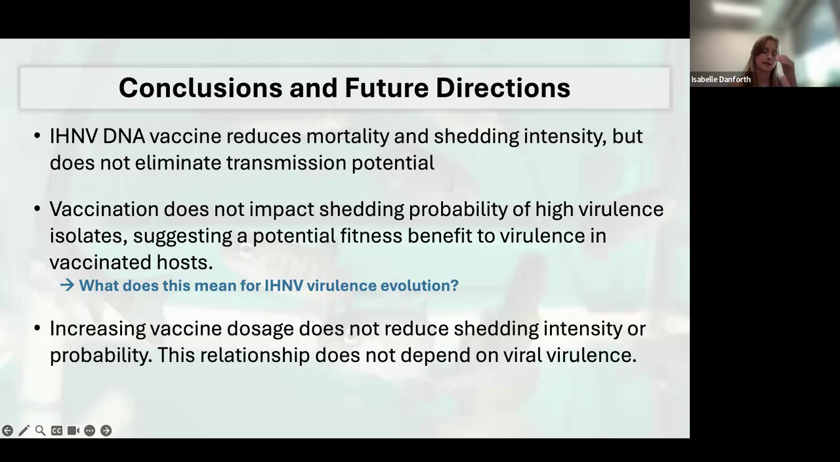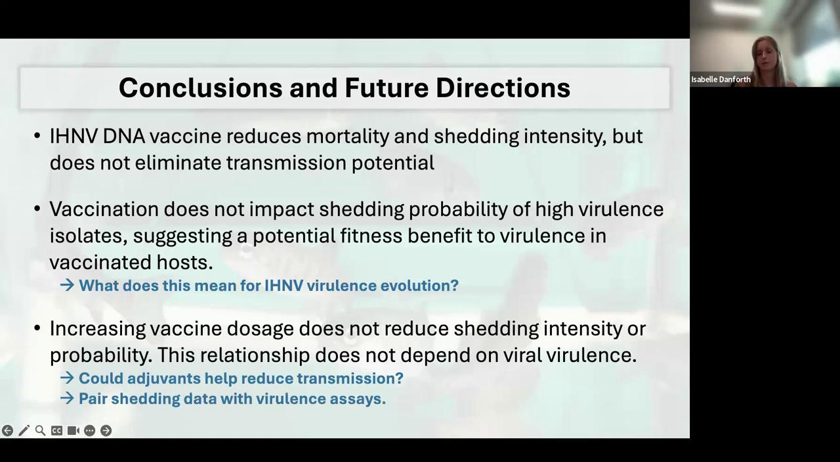And then lastly, Angelica's work found that increasing vaccine dosage does not reduce shedding intensity or probability, and that this relationship does not seem to depend on the virulence of the virus. And so some future work with that would involve seeing if adjuvants could potentially help reduce transmission, and then potentially also pairing this shedding data with virulence assays to make sure that we're getting the same mortality that we would expect to see for a given vaccine dose, and that kind of matches with our shedding data.